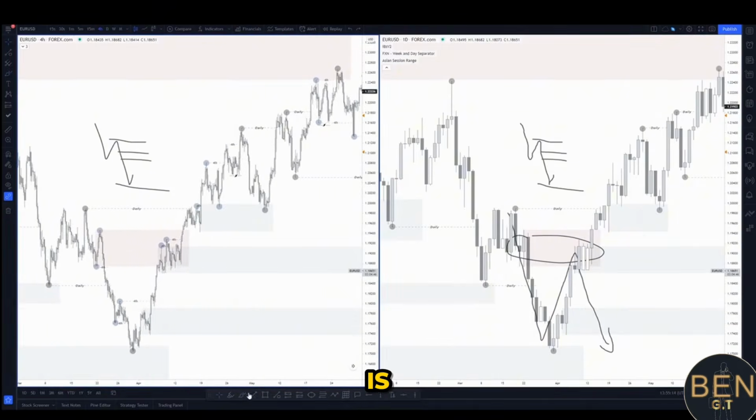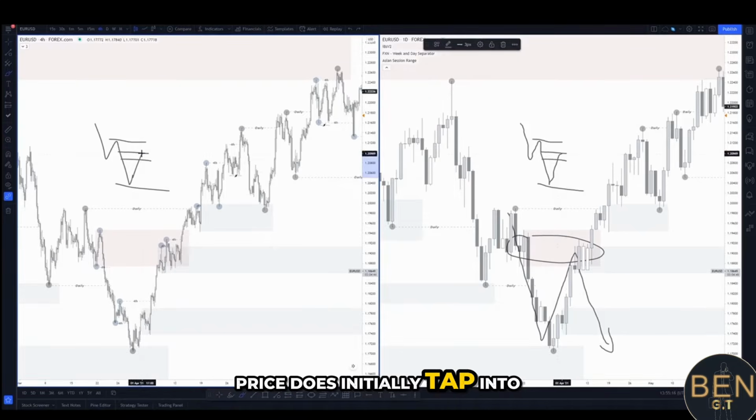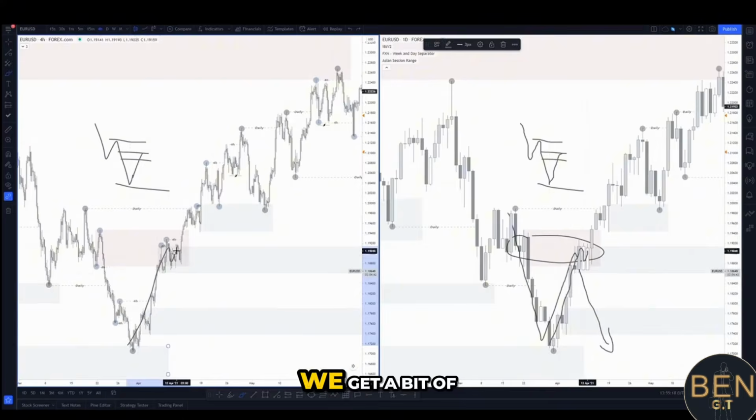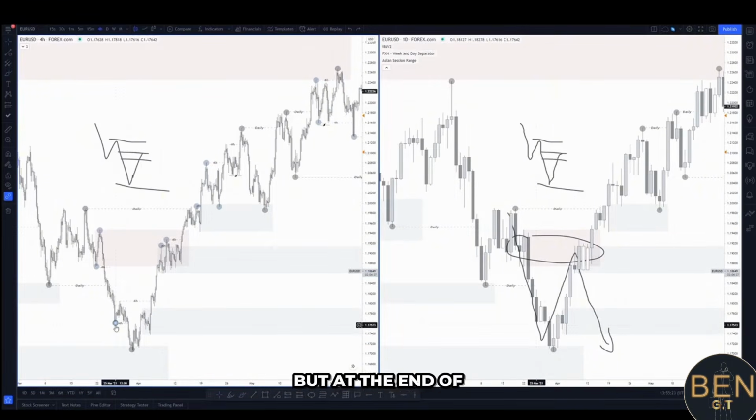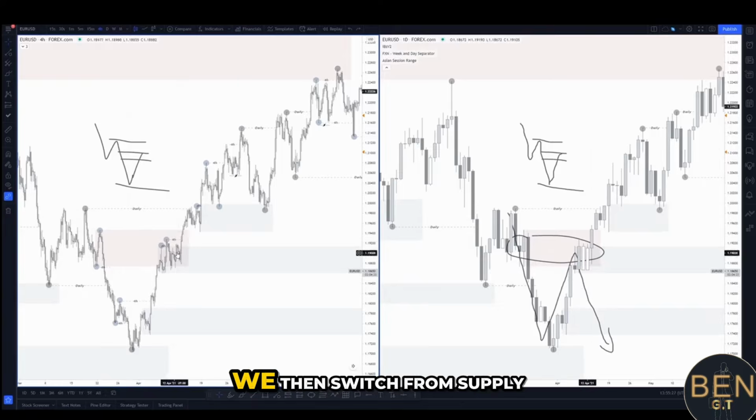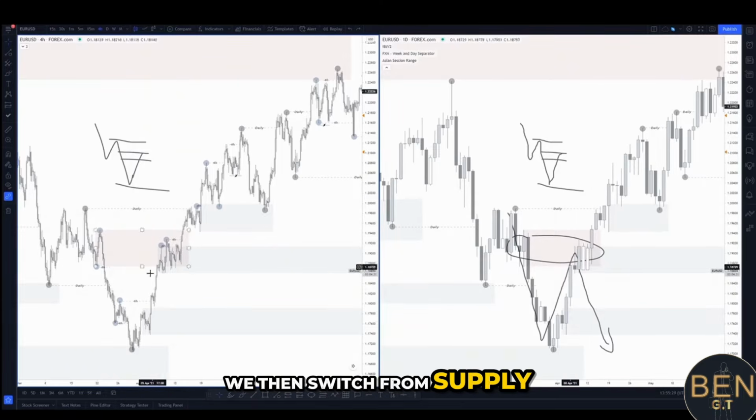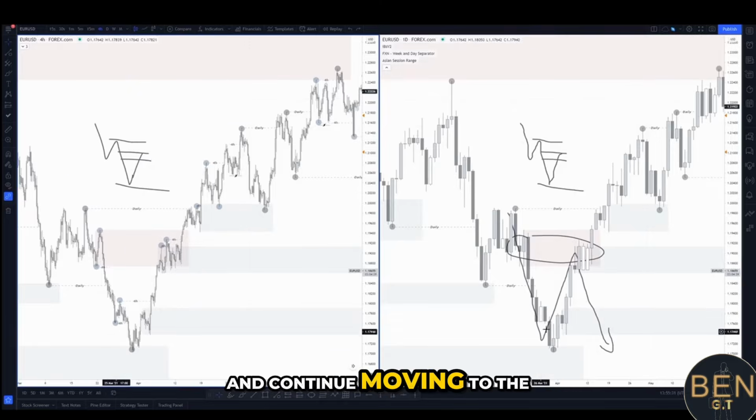But what we can see is price does initially tap into the supply zone. We get a bit of a reaction. We start to see a pull away in price, but at the end of the day, we don't get a true follow through. And what ends up happening is we then switch from supply to demand and continue moving to the upside.